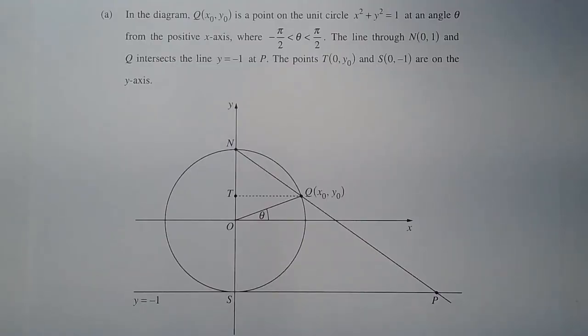Question 5a. In the diagram, Q, x0, y0, is a point on the unit circle x squared plus y squared equals 1, at an angle theta from the positive x-axis, where theta is greater than negative pi over 2 and less than pi over 2. The line through N, 0, 1, and Q intersects the line y equals negative 1 at P. The points T, 0, y0, and S, 0, negative 1, are on the y-axis.